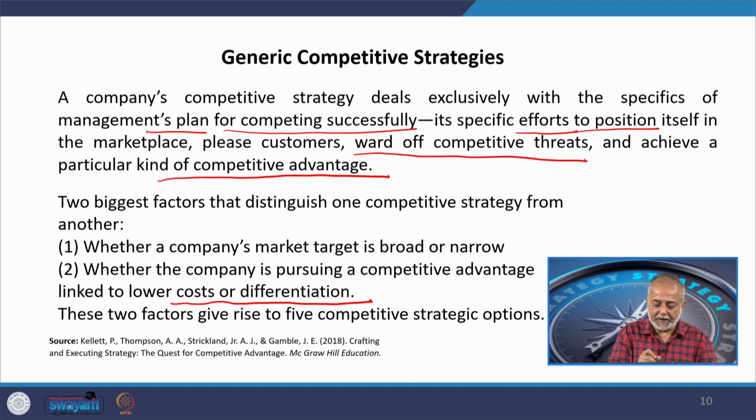So, these two factors give rise to 5 competitive strategic options. That is how authors have built the case, and this case should be coupled with our basic understanding of the life cycle sphere of choices of growth, stability and turnaround, which is slightly longer term. Here we are focusing upon shorter term or shorter strategic choices.